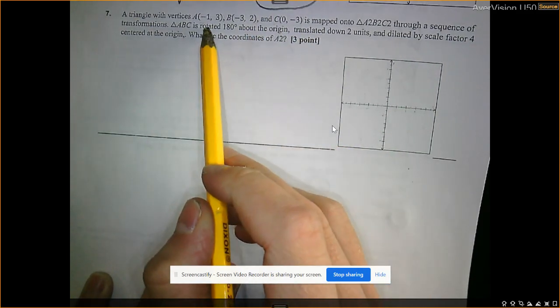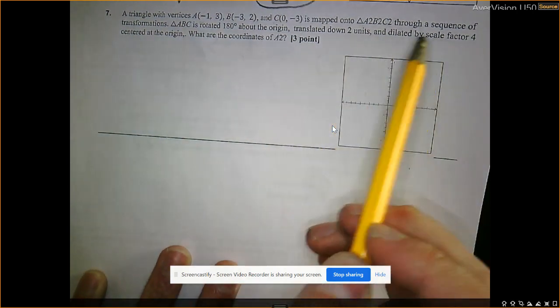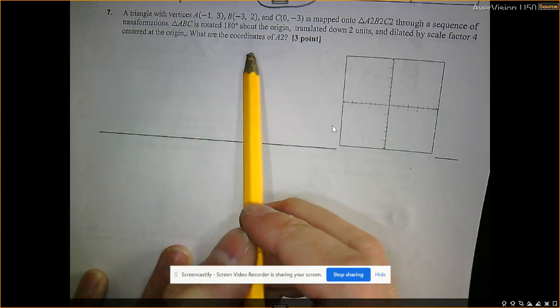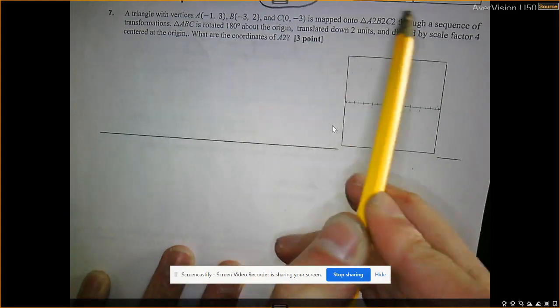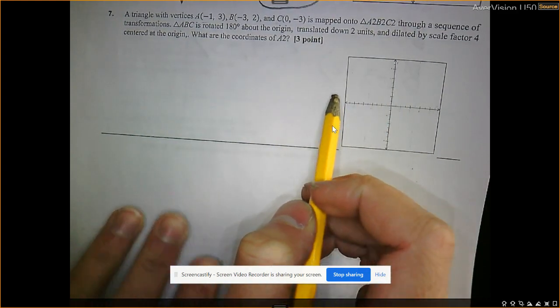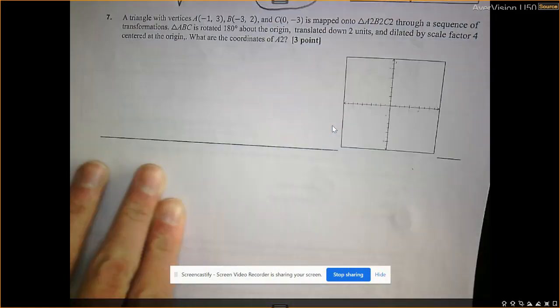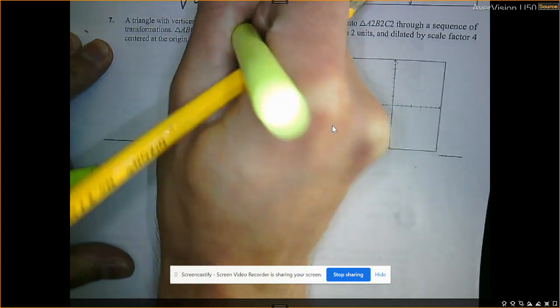First, we have these 3 points. And it is then being rotated 180 degrees, translated down 2 units, and dilated by a scale factor of 4 centered at the origin. And now it's only asking for the coordinates of A, or A2. And A2 is going to be after all this happens to it. So this whole time I am dealing with A, and I don't really need to worry about the others. So let's do this.